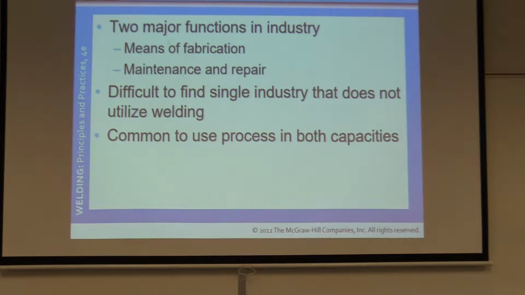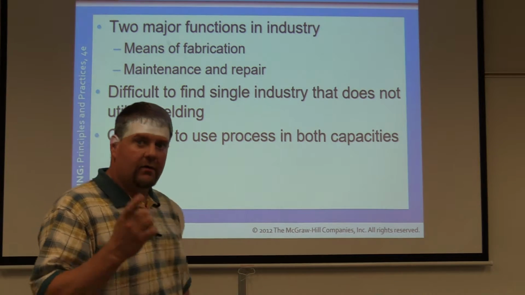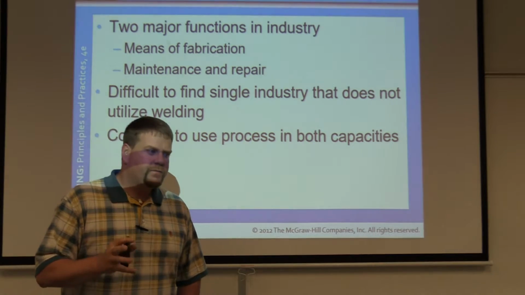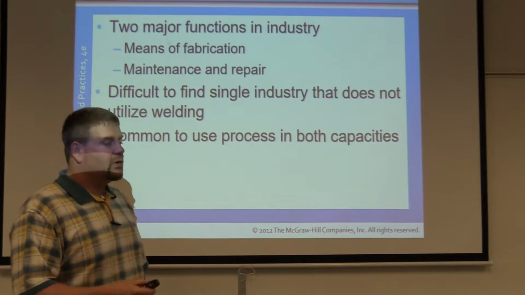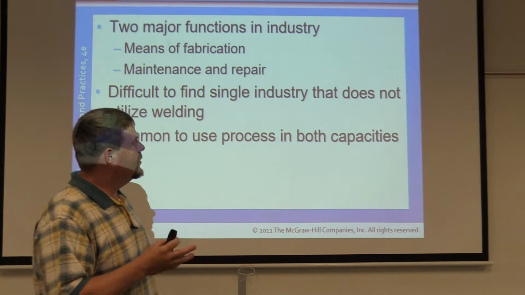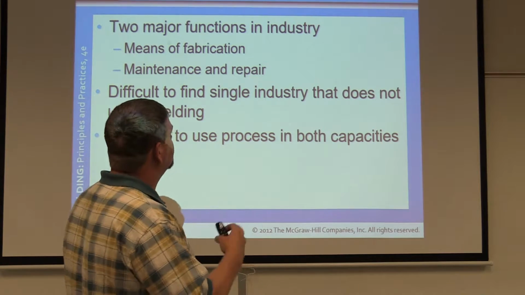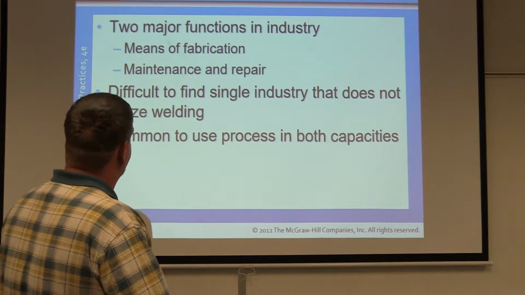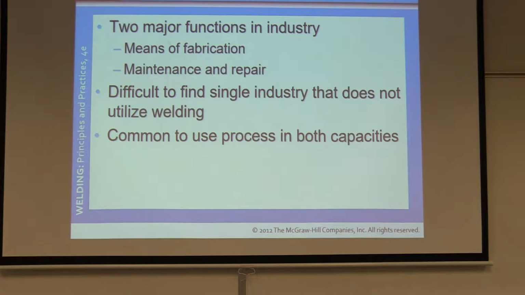So there are two major functions in industry: means of fabrication or maintenance and repair. You're either building something or you're fixing something for the most part. Now, a lot of people say, what about artwork? Well, you're still fabricating artwork. For the most part, everything falls in here. There might be some strange situation where it doesn't. However, these are the two biggest reasons, and that's why they're the two major functions within industry. It's difficult to find a single industry that does not utilize welding.